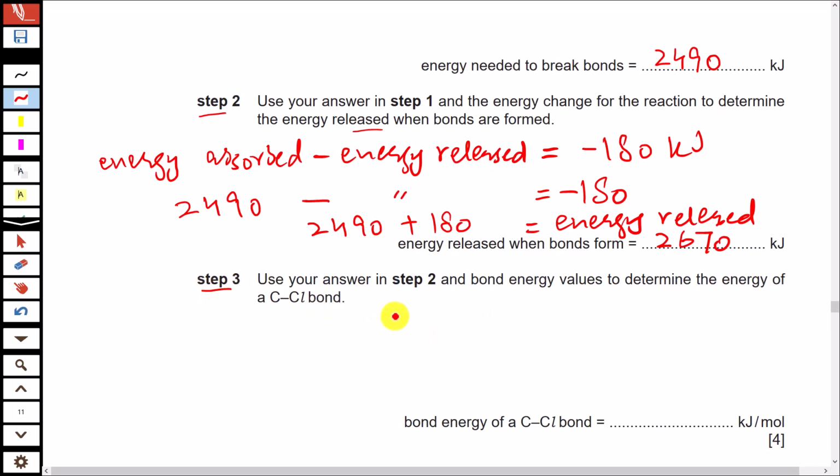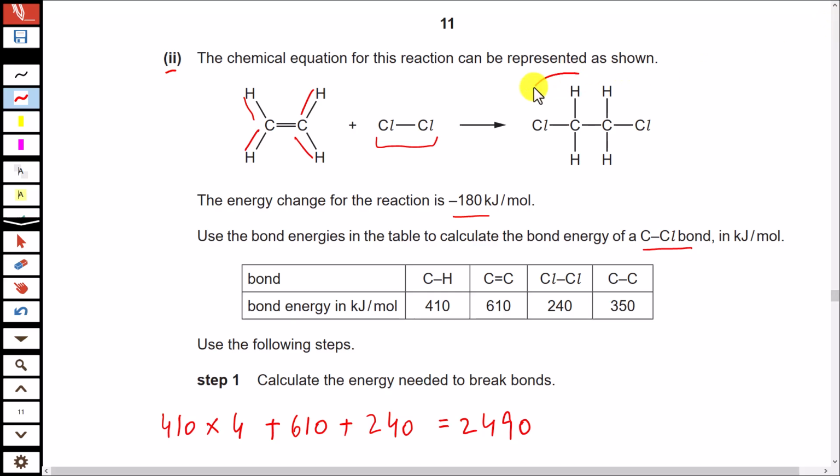Step 3. Use your answer in step 2 and bond energy values to determine the energy of the carbon to chlorine bond. Now we have calculated the energy released, that is 2670. This is for all the bonds that are formed on the products side. Now look at the product. There is only a single product. There are 4 carbon to hydrogen bonds, 2 carbon to chlorine bonds, and 1 carbon to carbon bond.